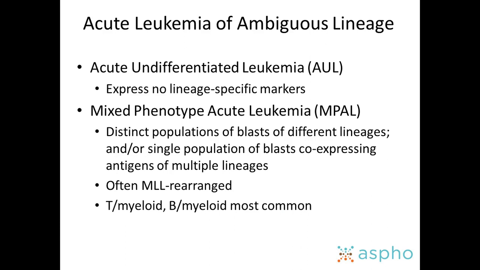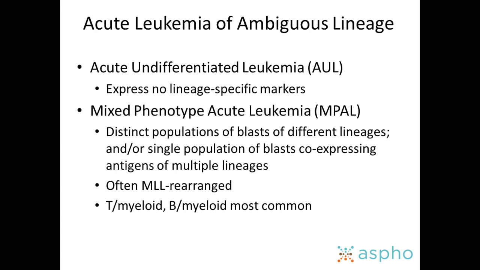The first is undifferentiated leukemia, and these are acute leukemias that express so little on their surface that you know they're hematopoietic because they have CD45, and you know they're acute leukemia, but they don't express myeloperoxidase or any of the lymphoid markers, and these are very rare but cases that happen. More commonly is the mixed phenotype acute leukemias.